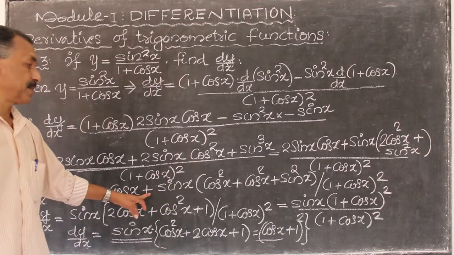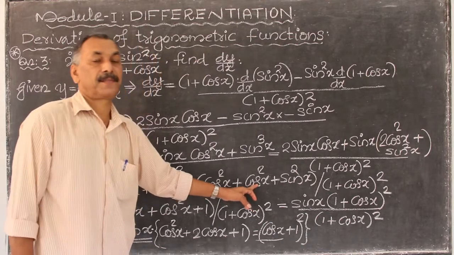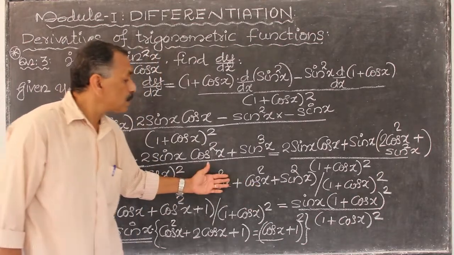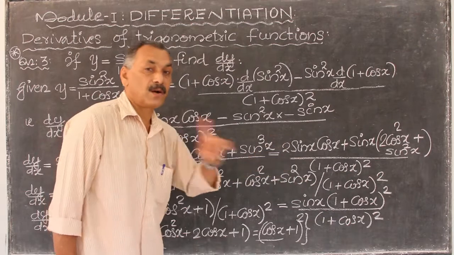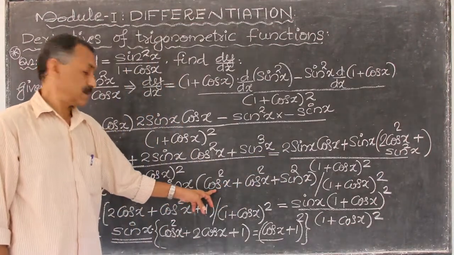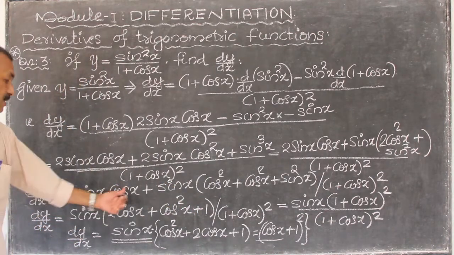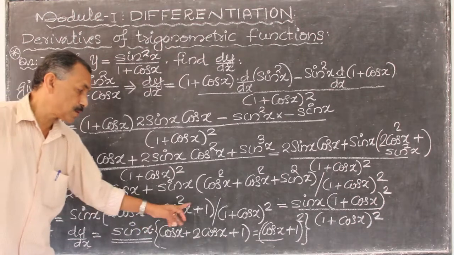അതാണ് ഈ മെത്തേഡ്. 2 cos square x is equal to cos square x plus cos square x. ഈ cos square, sin square കൂട്ടിയാൽ 1 ആണ്. cos square theta plus sin square theta is 1. That is, this is equal to 1 plus cos square x. ഇതിനകത്ത് വീണ്ടും sin x outside വരും. അപ്പോൾ 2 cos x plus cos square x plus 1.